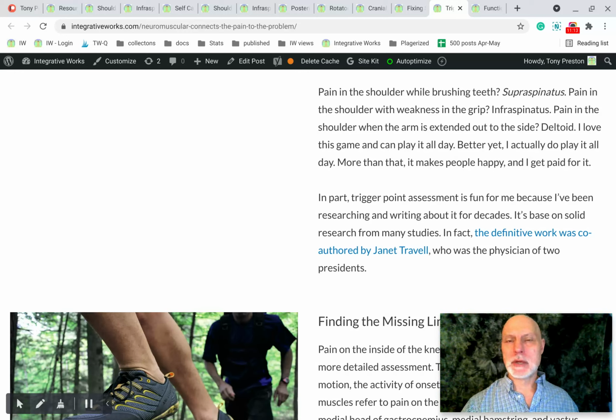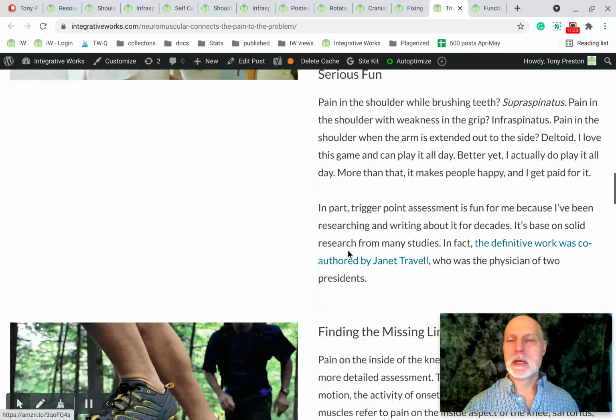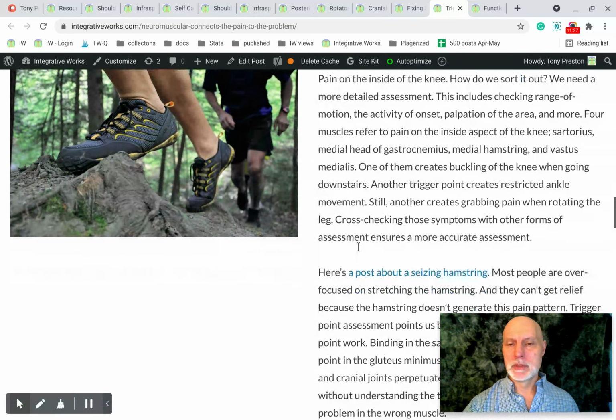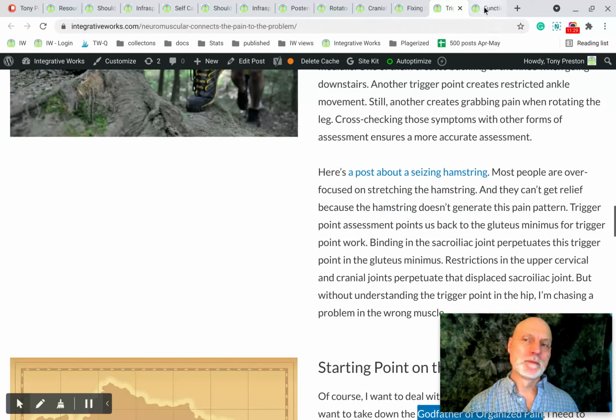Often in bodywork, we say the person who starts at the point of pain is lost. You really need to figure out what's generating that pain. And this post talks about how neuromuscular assessment helps you to target those pieces.